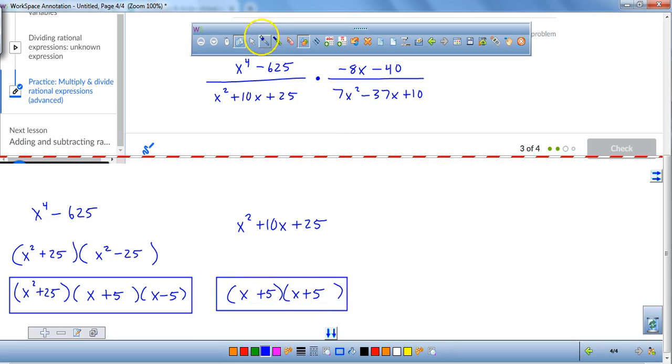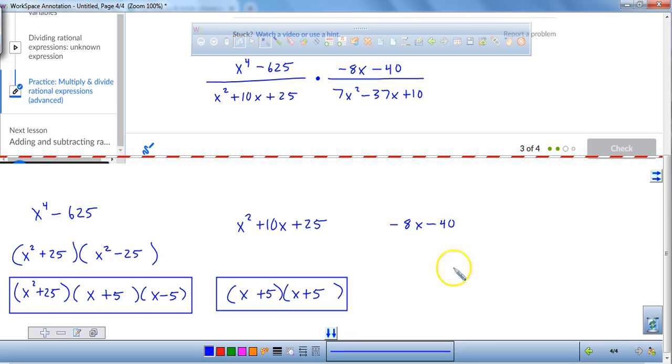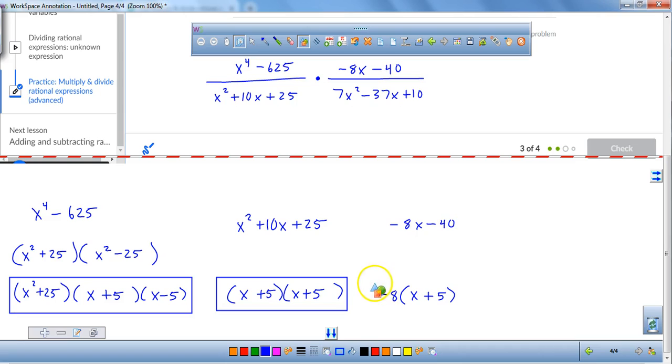All right. Now we're getting into the more complicated ones. We've got negative 8x minus 40. I'm going to have to factor out a negative 8. And that's going to leave me with an x plus 5. Because negative 8 times x is negative 8x, and negative 8 times 5 is negative 40. Boom. Factored that sucker.